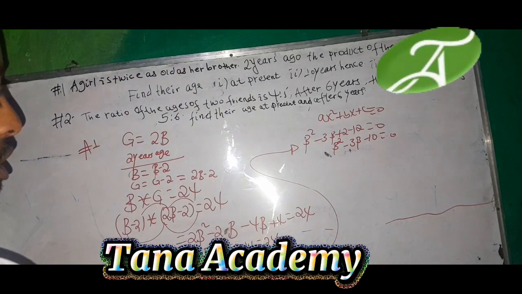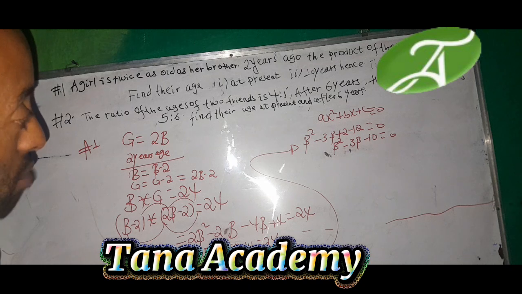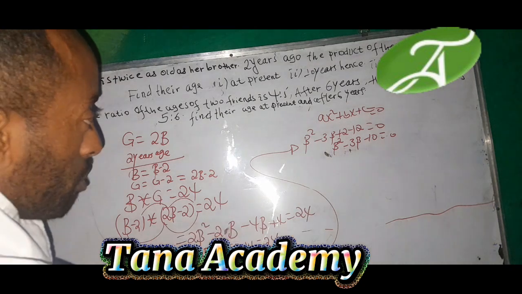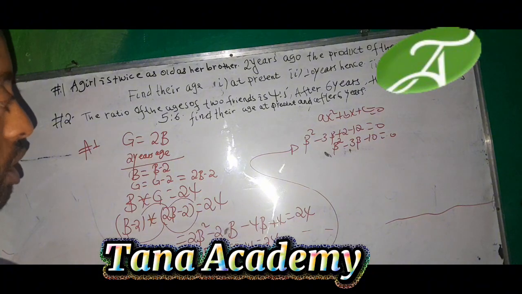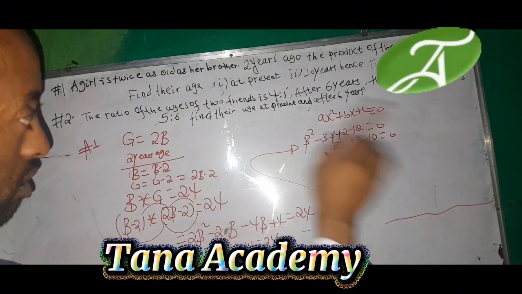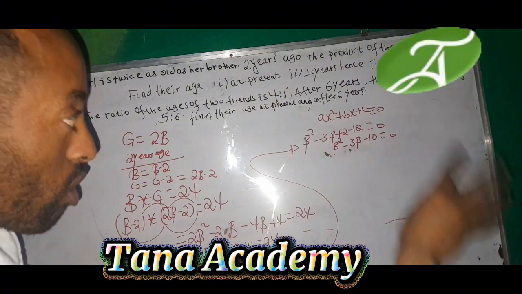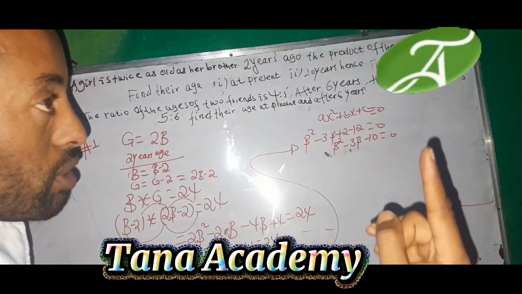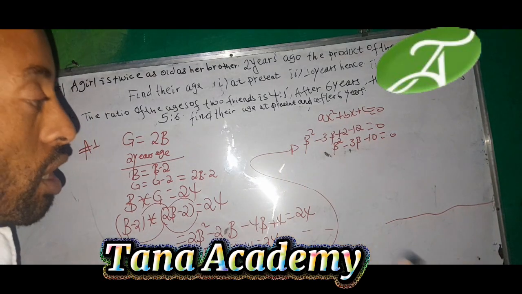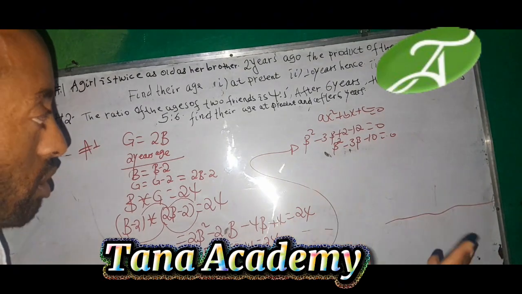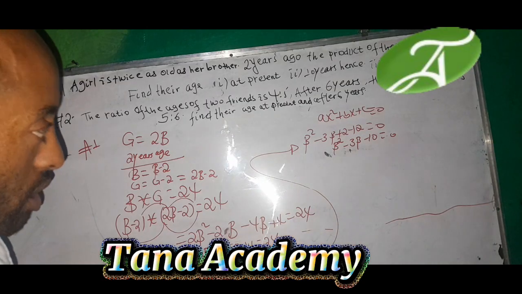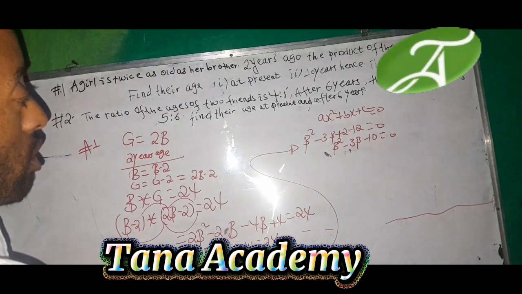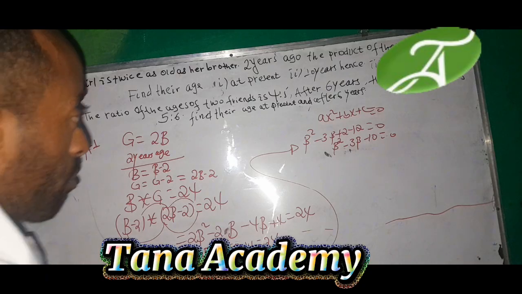That means we can use the factorization method. We can solve this question by factorization, or we can use any of the three methods of solving a quadratic equation. Number one is factorization method, number two is the quadratic formula, number three is the completing the square method. But it is easy to use the factorization method.